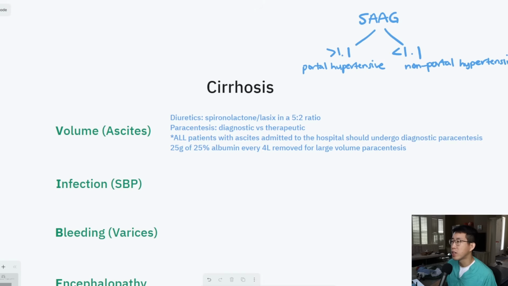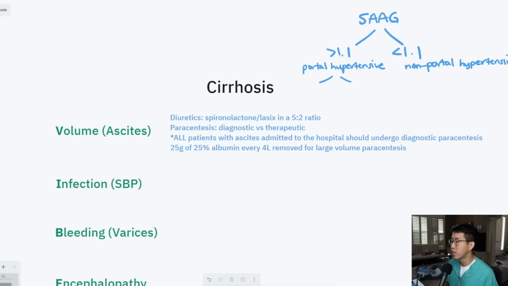Just an example of how we calculate the SAG. So let's say that your serum albumin is 2.5, and then you have an ascites albumin of 1.0. Basically, all you have to do is subtract 1 from 2.5, and you get 1.5, which is giving you a SAG of greater than 1.1. So this patient would fall into the portal hypertensive etiology of ascites. Now, if you had a higher amount of albumin in the ascites, for example, if it came back at 2, now all of a sudden your SAG is 0.5 and you would be falling into the non-portal hypertensive etiology.